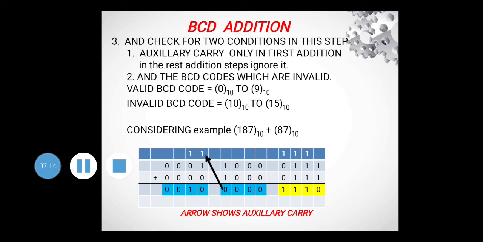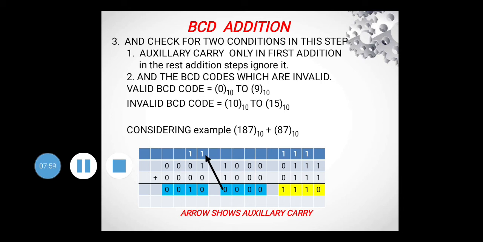Next, when we are adding 8 plus 8, you have to check the result is 0000 and a carry is generated, which I have shown with the black arrow upwards. That is nothing but your auxiliary carry. So when adding 8 and 8, an auxiliary carry is generated and is added to the next 4 bits. Then again the next 4 bits, 1 and 0, are added, and when we add these, no auxiliary carry is generated.